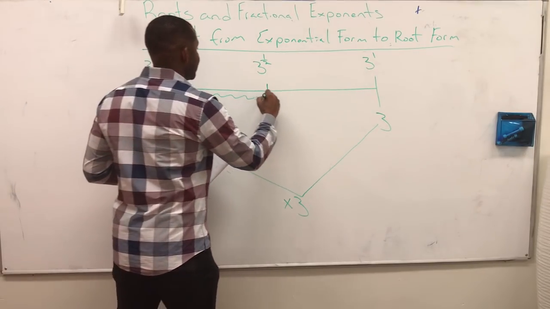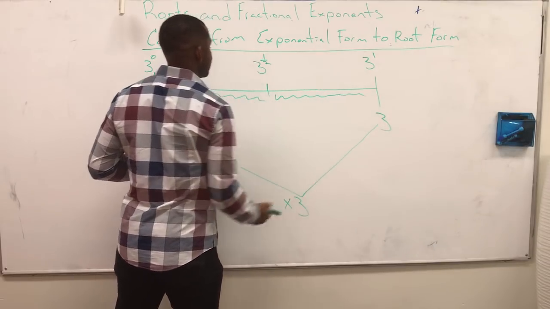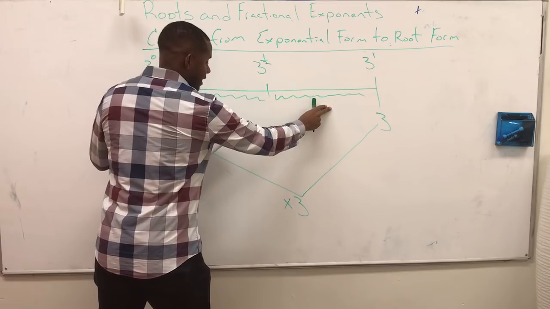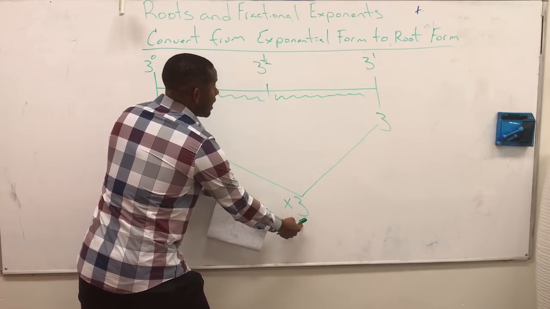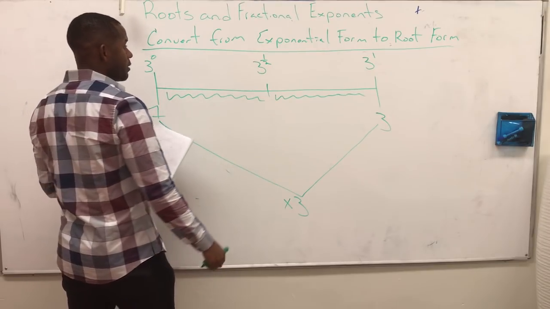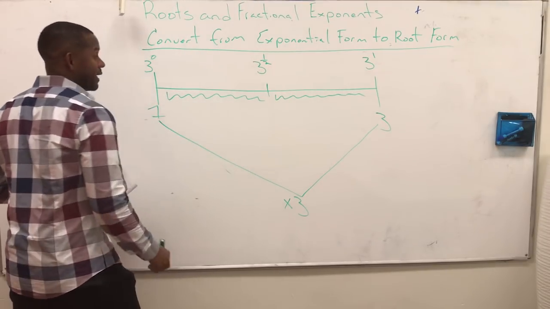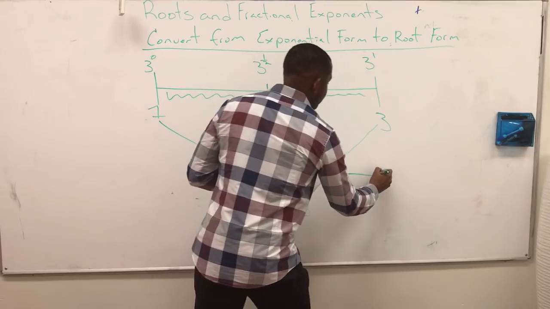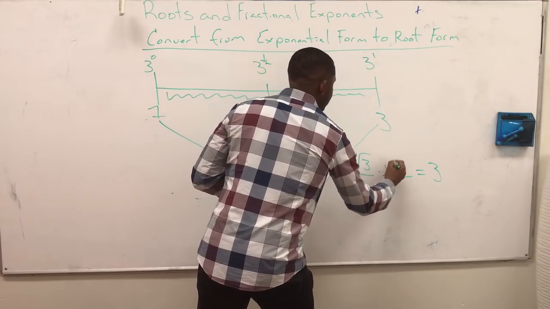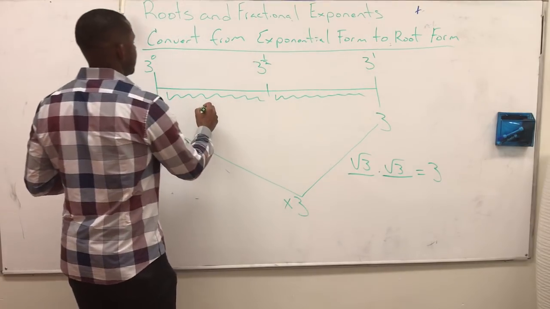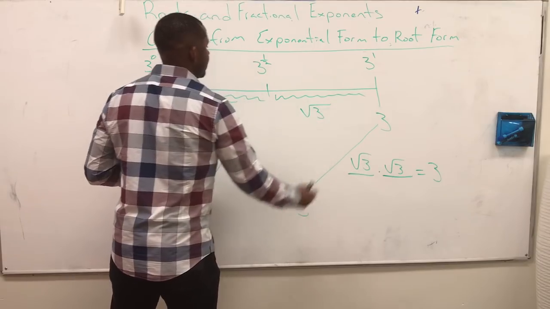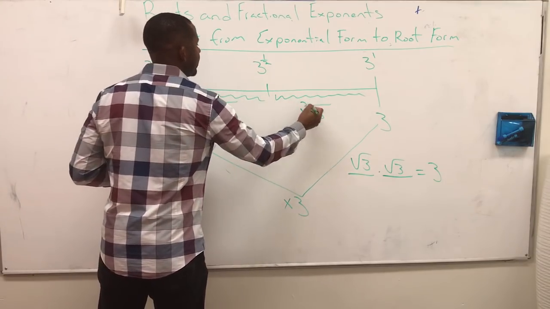So for this space here and this space here, this times this, when I multiply them together, that should be the same as multiplying by 3. Well, what's the only number, and again, I can build this, some number times itself equals 3. Well, that's the square root of 3. So this is the square root of 3, and this is the square root of 3.